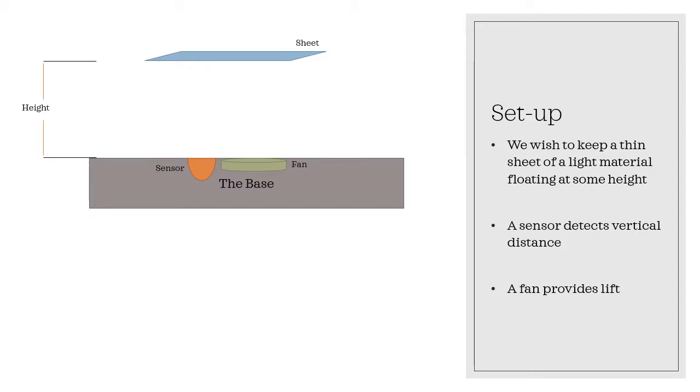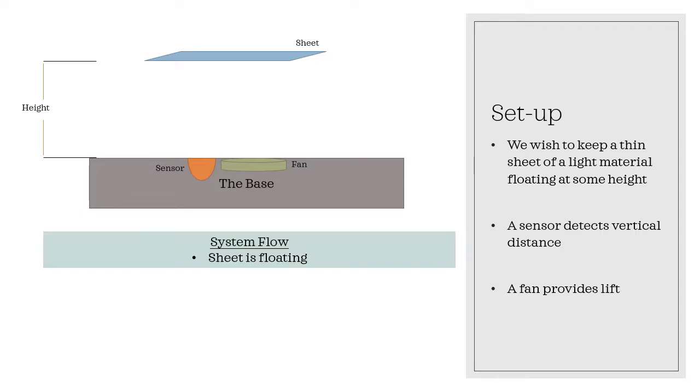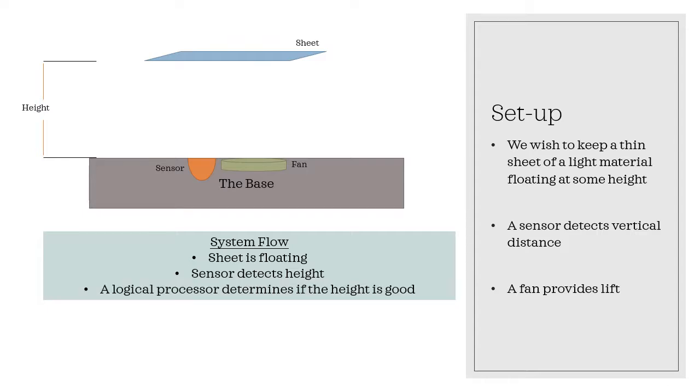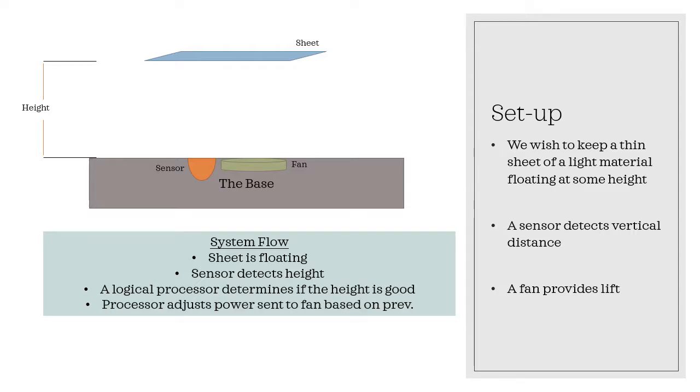So now let's determine our control flow. What happens in what order during a typical control cycle? The first thing that happens is that our sheet is going to be floating at some height. Then we're going to use our sensor to detect that height. Our sensor is going to send that information to a logical processor and determine if the height is what we want or if it's too high or too low. And then the processor is going to think about that for a second, and it's going to adjust the power sent to the fan based on the current height that was determined.